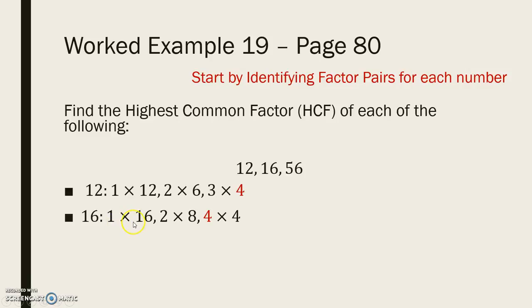For 16 it's 1 times 16, 2 times 8 and 4 times 4. And already we can start to see some common pairs there. And 56 is 1 times 56, 2 times 28, 4 times 14 and 7 times 8. So the biggest factor that is common to all of them is 4. So the highest common factor is 4.